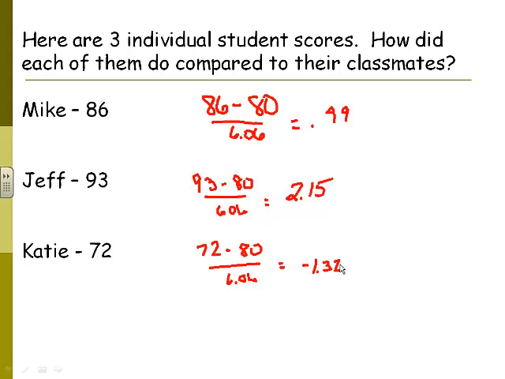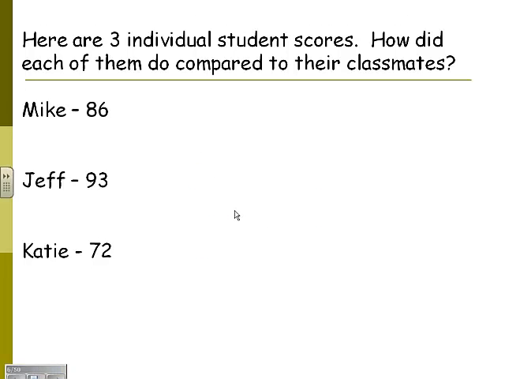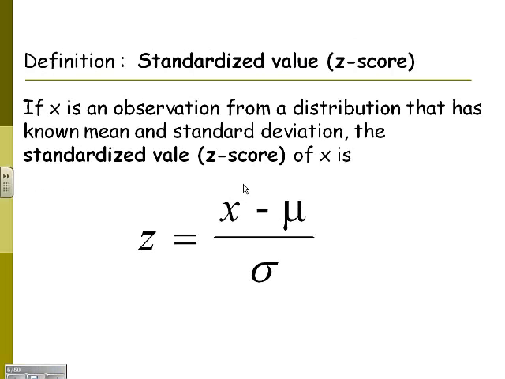Those numbers represent the number of standard deviations that a student is above or below the class average. So in this case, Mike is 0.99 standard deviations above average, Jeff is 2.15 standard deviations above average, and Katie is negative 1.32, so 1.32 standard deviations below average. Now, we call those standardized scores. A standardized score, or standardized value, is also referred to as a z-score. If x is an observation from a distribution where we know the mean and the standard deviation, we calculate the standardized value, there's a typo there, it should be standardized value, the z-score of x, using that formula.